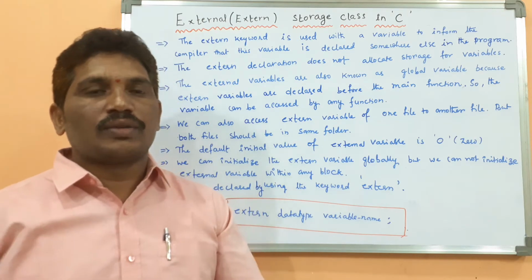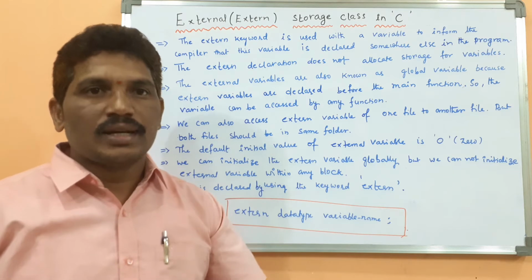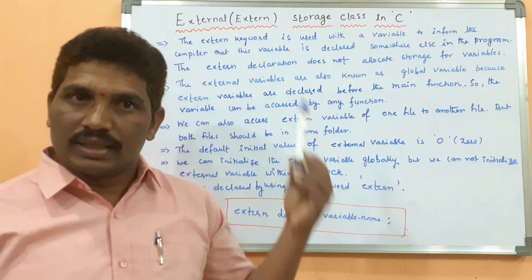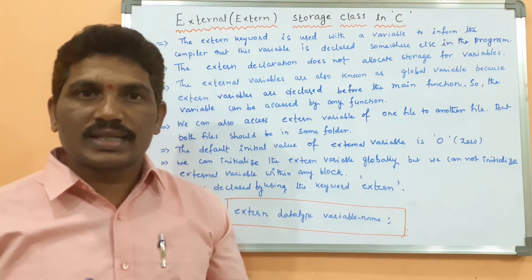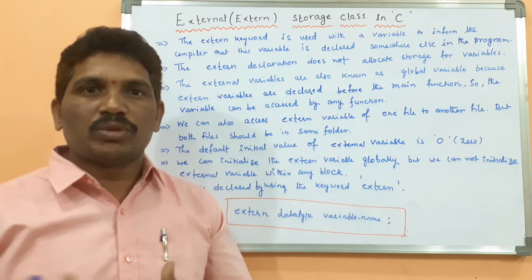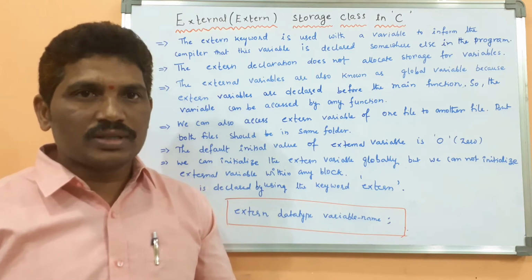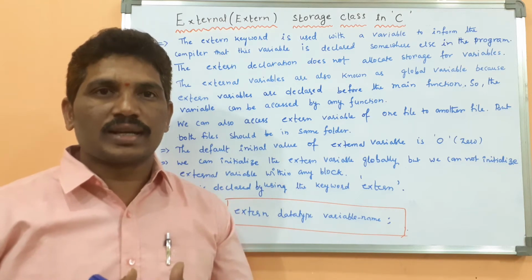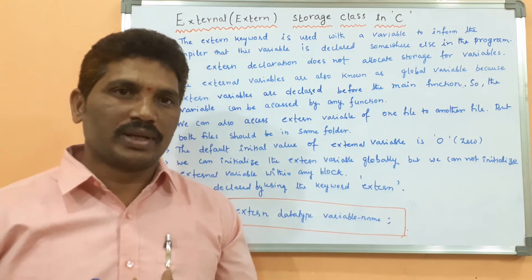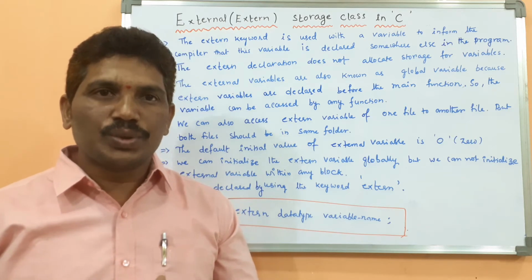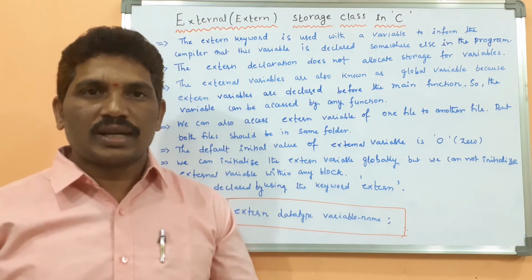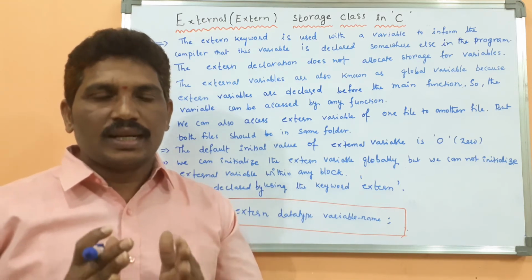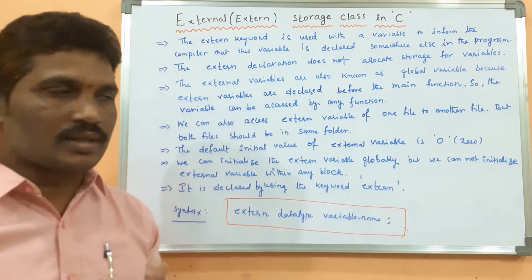There are four types of storage classes: auto storage class, static storage class, external storage class, and register storage class. Two of them are already covered in previous videos. Today, what is the importance of the external storage class in C programming? What is the importance when we use the external storage class in C programming? Okay, I will tell you. Please listen carefully.